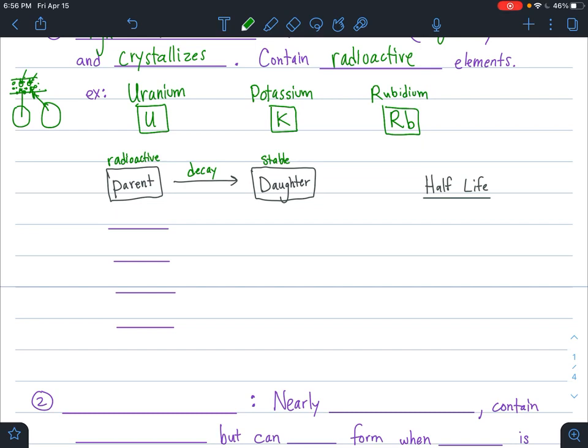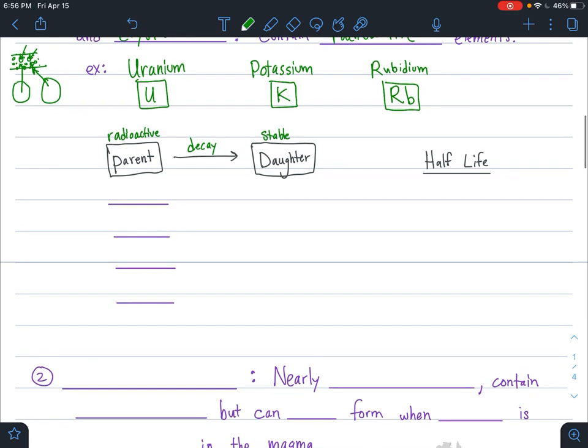So let's put some examples in here and look at the actual amount of time it takes for some of these radioactive elements to go through one of their half-lives. Let's say we start with potassium-40 as the isotope, meaning it has 40 nucleons in its nucleus. It is going to decay over time into argon-40, and for half of it to break down into argon-40, it would take 1.25 billion years. Whoa.